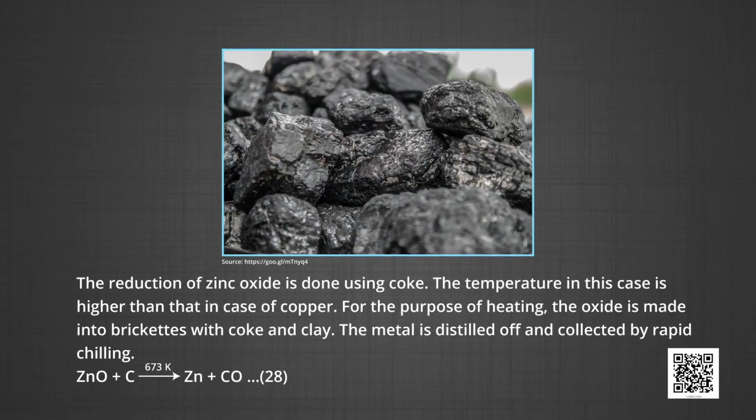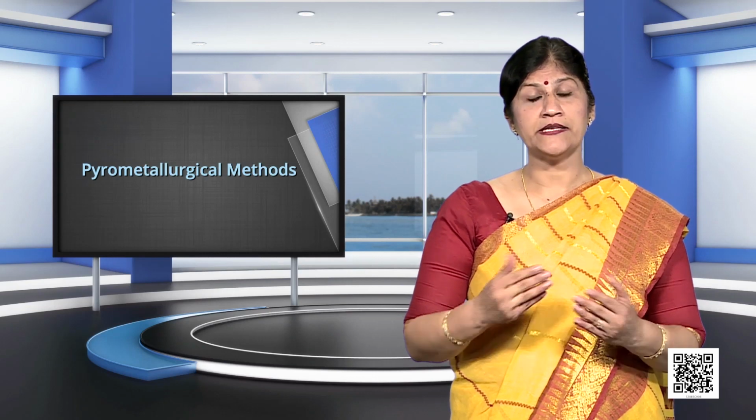Now, let us understand the extraction of zinc from zinc oxide. The reduction of zinc oxide is done using coke. The temperature in this case is higher than that in the case of copper. For the purpose of heating, the oxide is made into briquettes with coke and clay. Zinc oxide reacts with coke at 673 Kelvin to form zinc and carbon monoxide. The metal is distilled off and collected by rapid chilling. So, these were the pyrometallurgical methods of obtaining metal from their oxides.